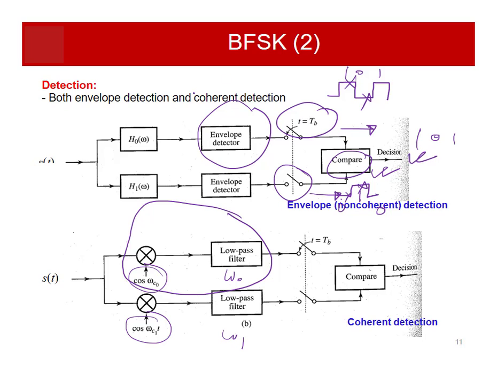So there is one type of detection which is envelope detection, and another type of detection which is square detection, or simply multiplying the signal by the carrier and then filtering out the necessary part.